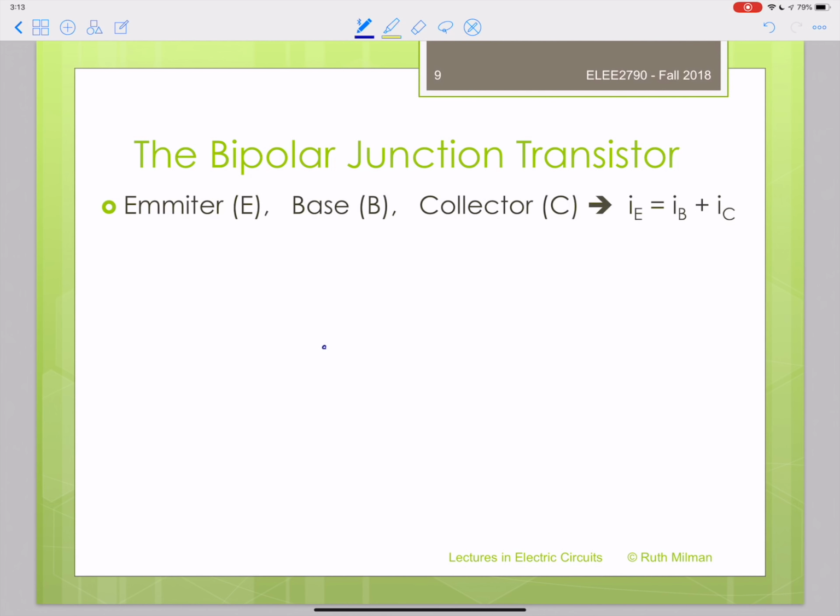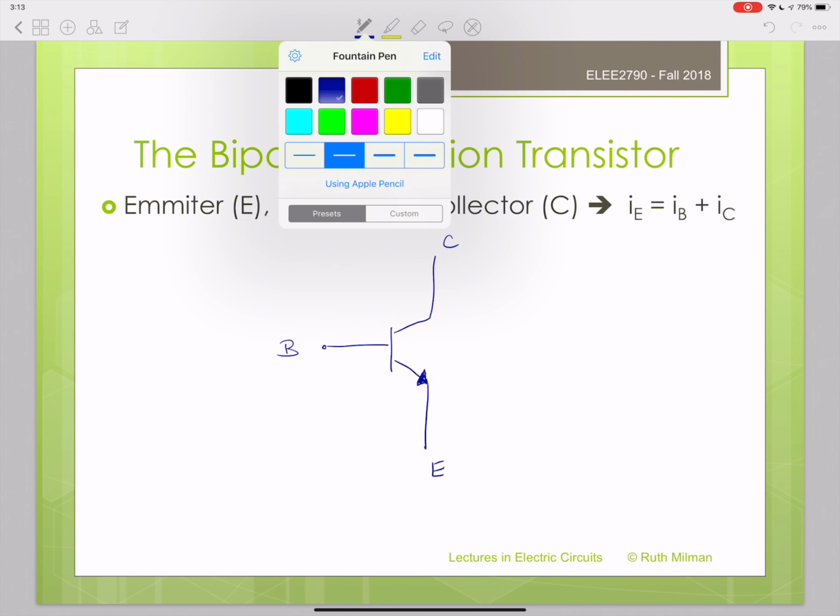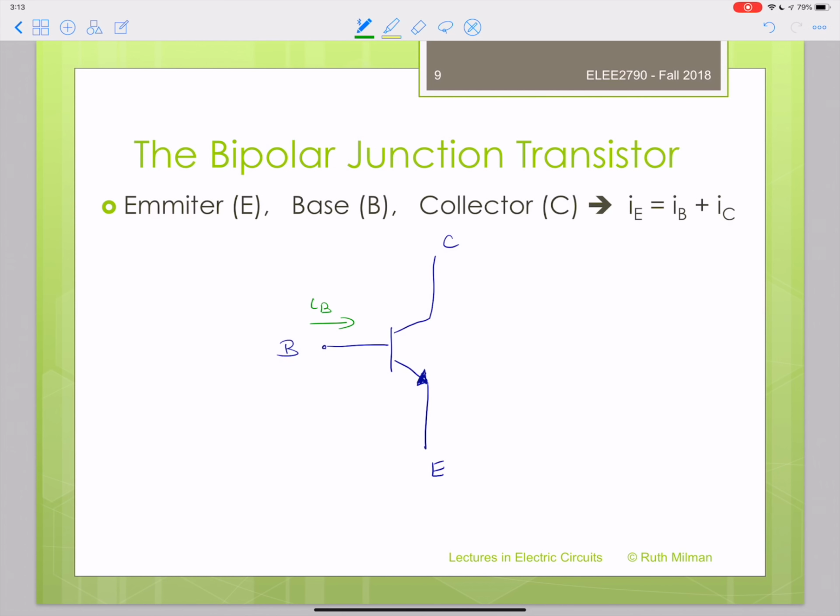So, to recap, we have a base. That base has a current running into it, and that current actually controls the flow of current in the entire transistor. We draw the transistor this way with the collector on top, the emitter on the bottom, and we're using an NPN transistor, so the arrow points away from the base. When we have this transistor model, we have a current in the base, a current in the collector, and a current in the emitter, and we use Kirchhoff's current law at the node in order to understand what's happening for each of these.